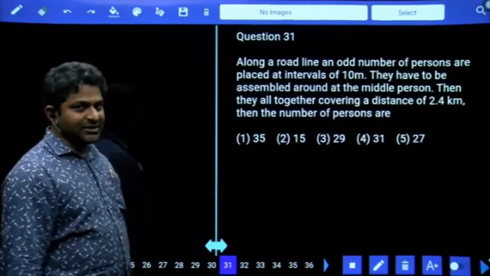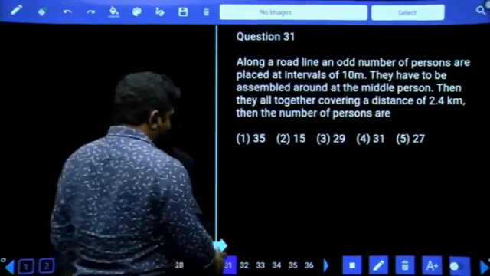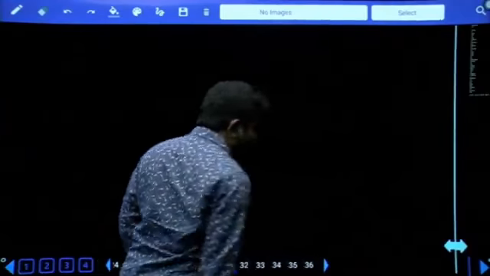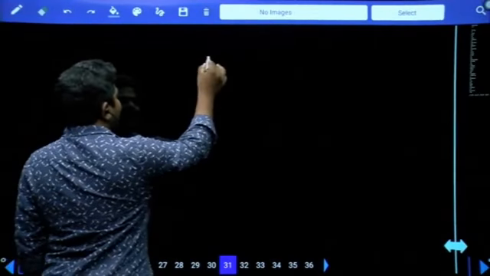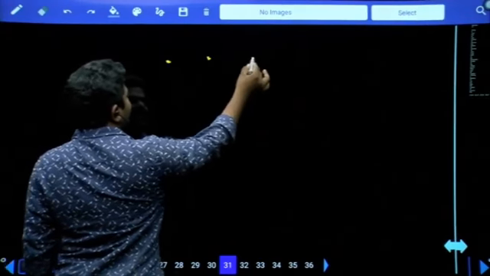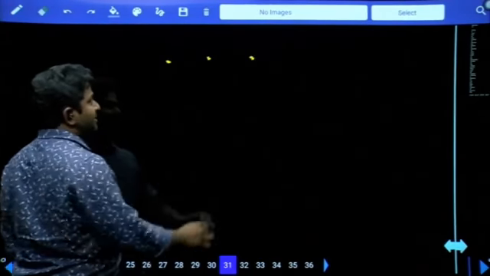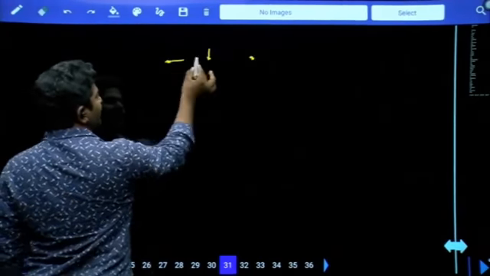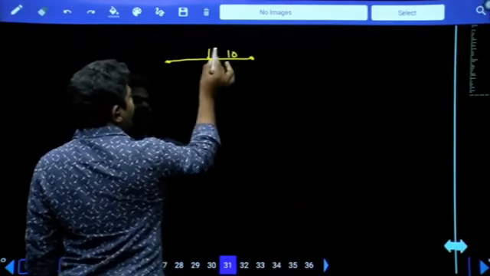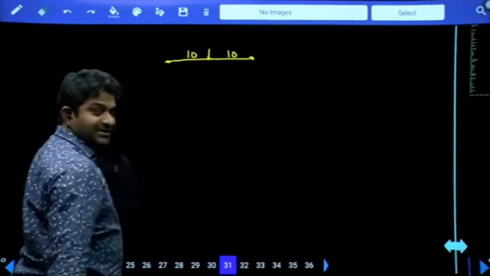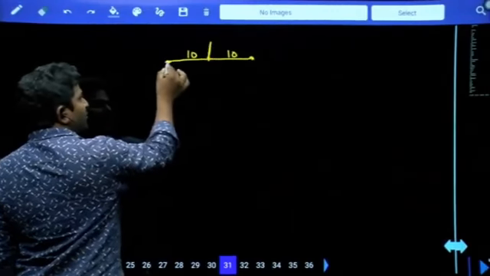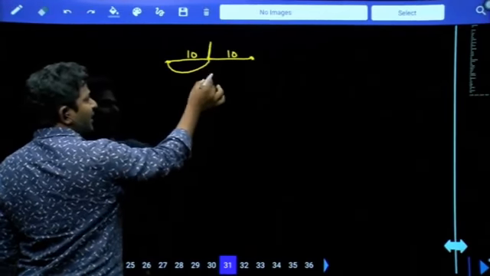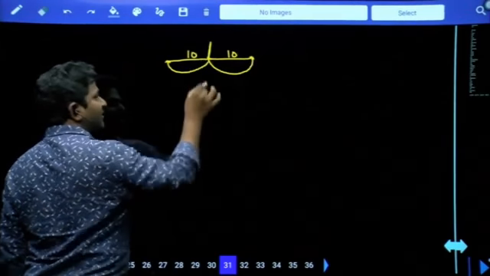In yesterday's class also we discussed this question. So an odd number of persons are there. Before solving this question, let us go to one example. There is a person here and there are a total of 3 persons, and this guy is the middle person. Distance between any two persons is 10 meters. They all need to assemble at the middle point. So this person has to cover 10 meters and this person has to cover 10 meters.